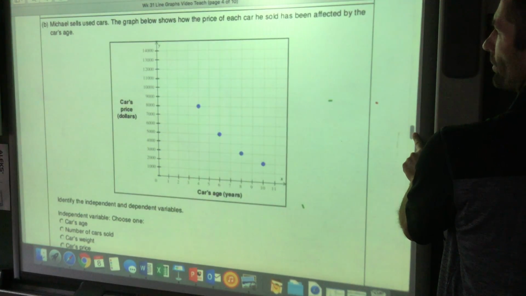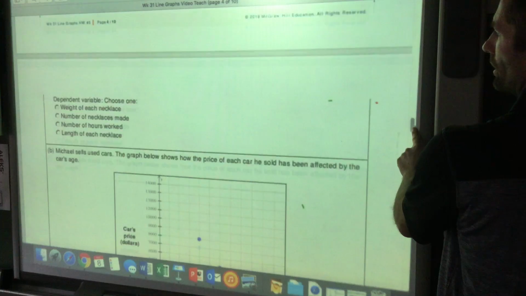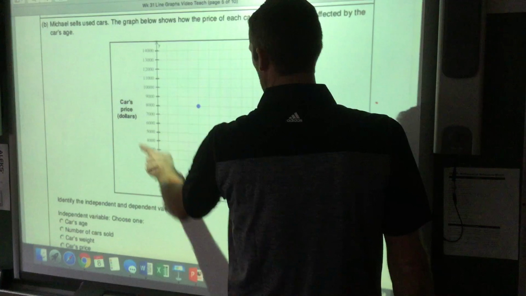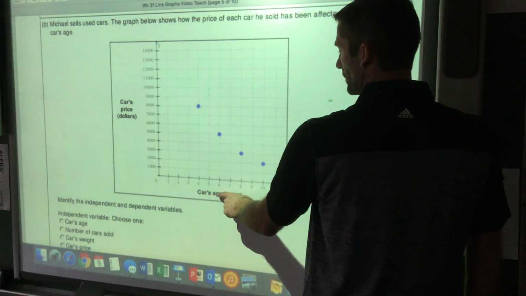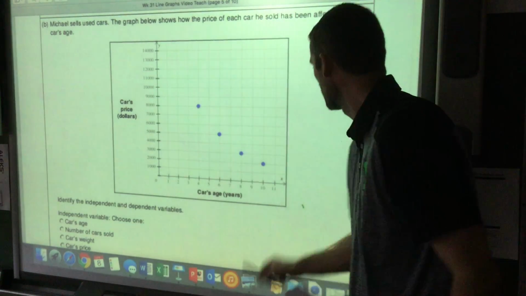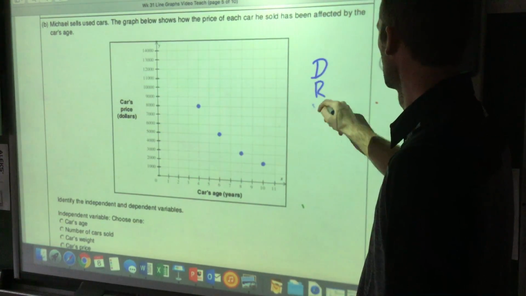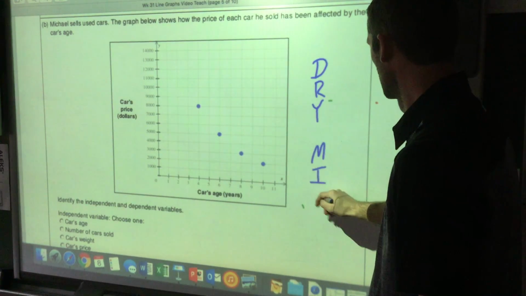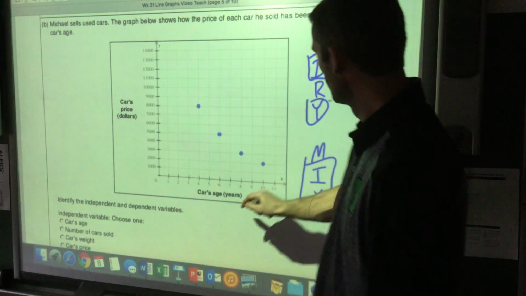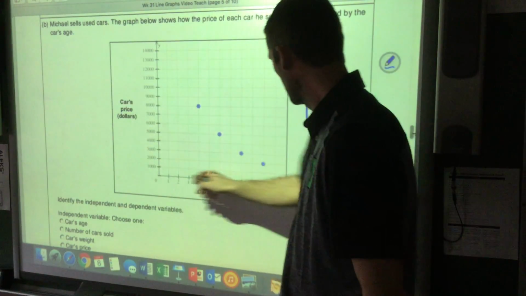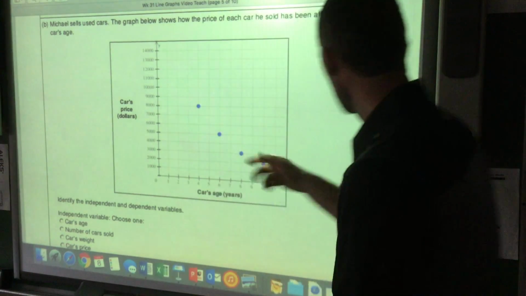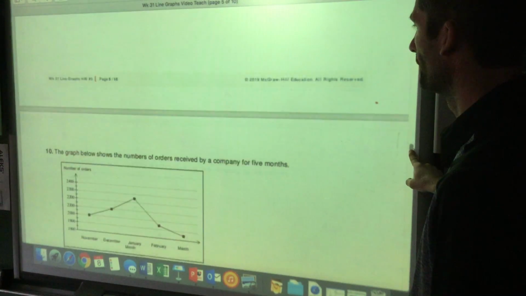Okay, the graph below shows the price of each car sold. Okay, again, so the car's price is dependent on the car's age. So this is independent. That's dependent. Independent on the X, dependent on the Y. Okay, don't just memorize that, know that, but know what it means to be dependent and independent.